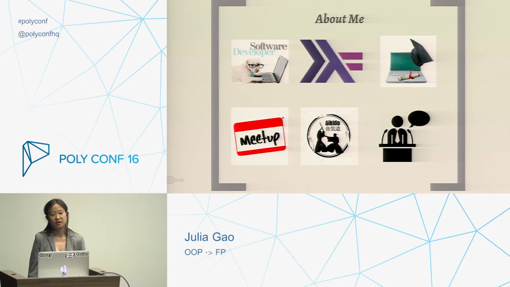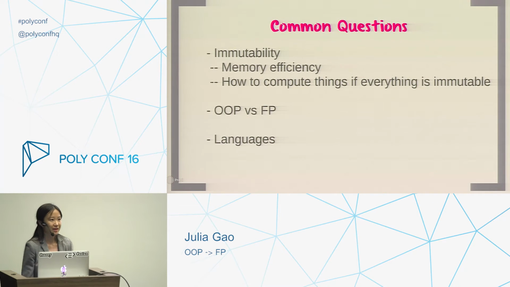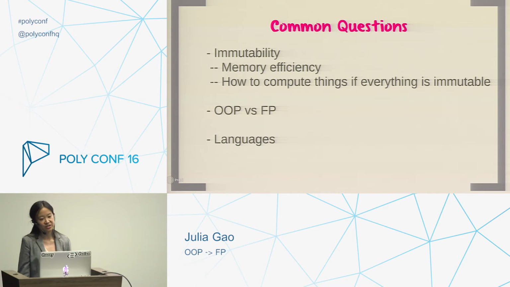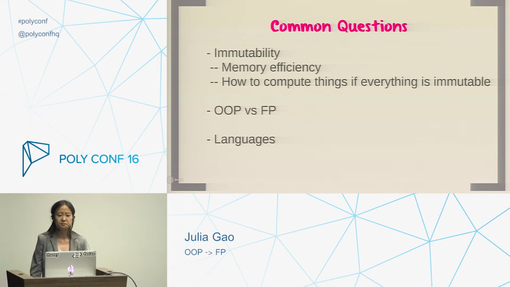So I also asked on Twitter for some of the things that people are getting confused the most when they first started learning about it. And these are some of the most common questions. And I think for the last few talks, we all heard about Elm and how to think functionally. And they all talked about immutable data structures. And surprisingly, that's also the part where people have questions about. It's more about memory efficiency and how to actually do anything if things are actually not changeable.